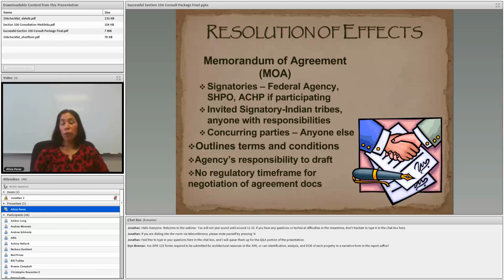It is the agency's responsibility to draft the MOA, and then as you submit the draft to our office, we provide comments. Our staff does not write agreement documents. And it's important to note that there is no regulatory time frame, so there is no 30-day SHPO review period. It could maybe take just 30 days to finalize an MOA. It might take months, it might take a year. Just things to keep in mind.